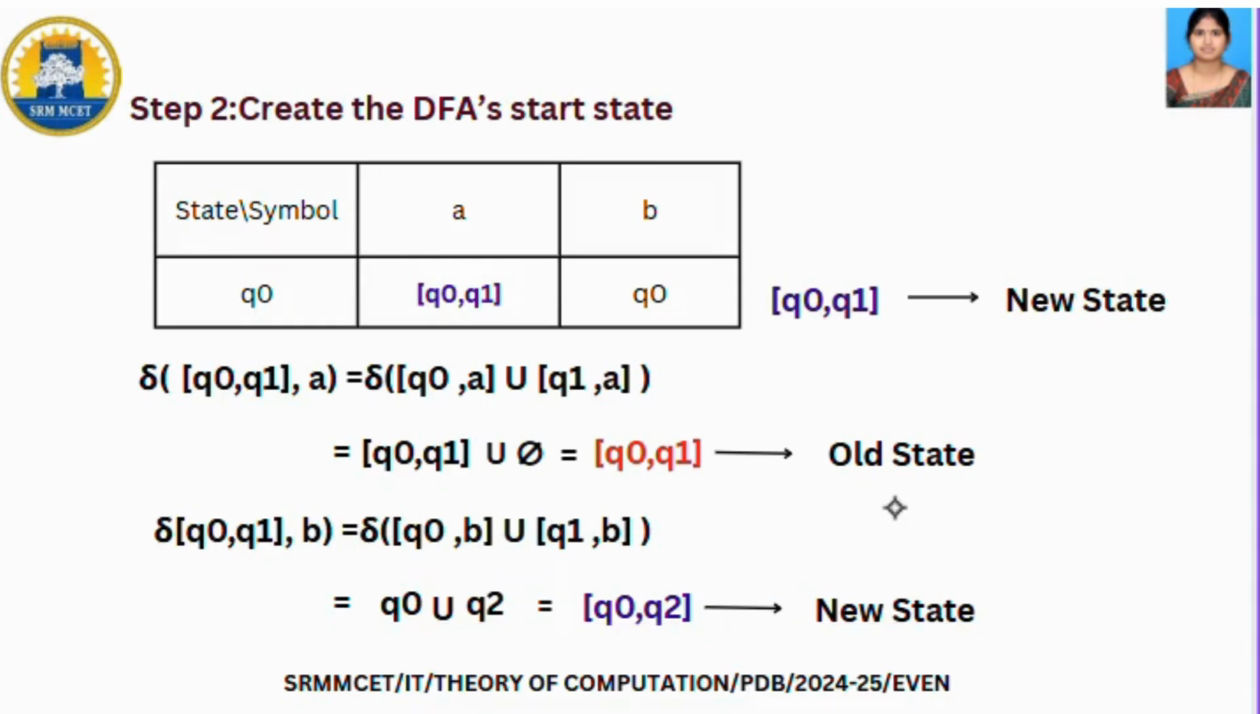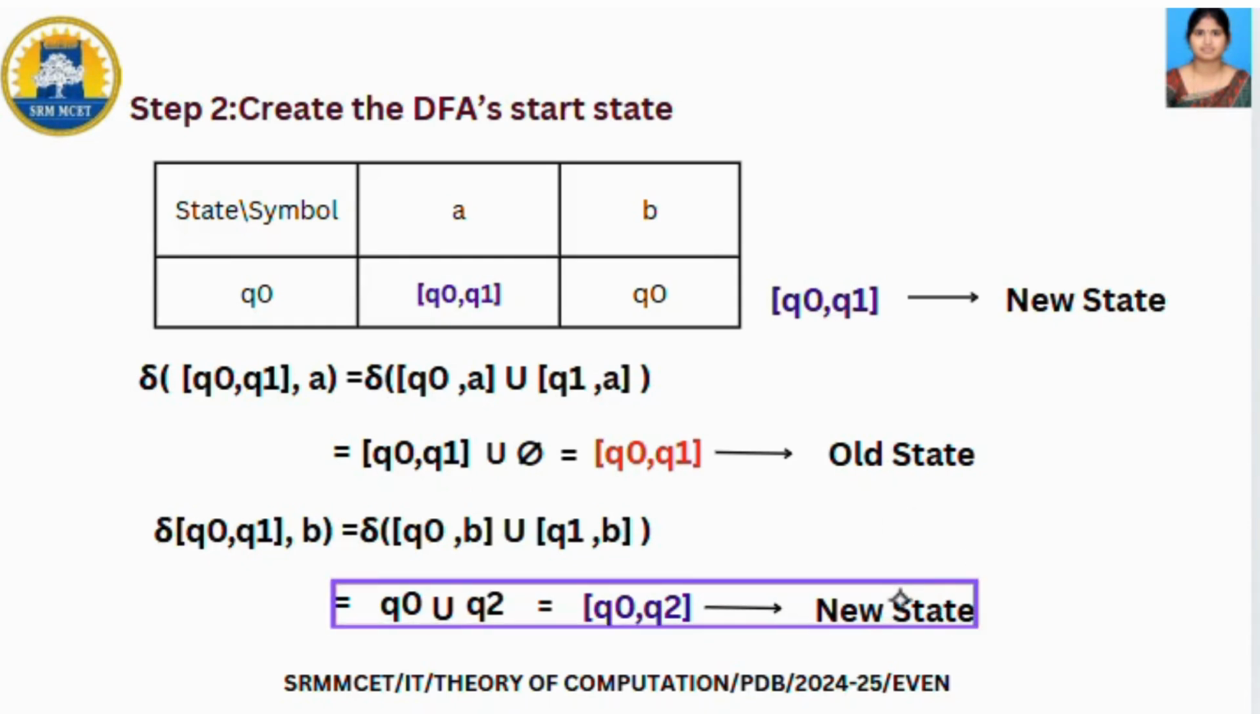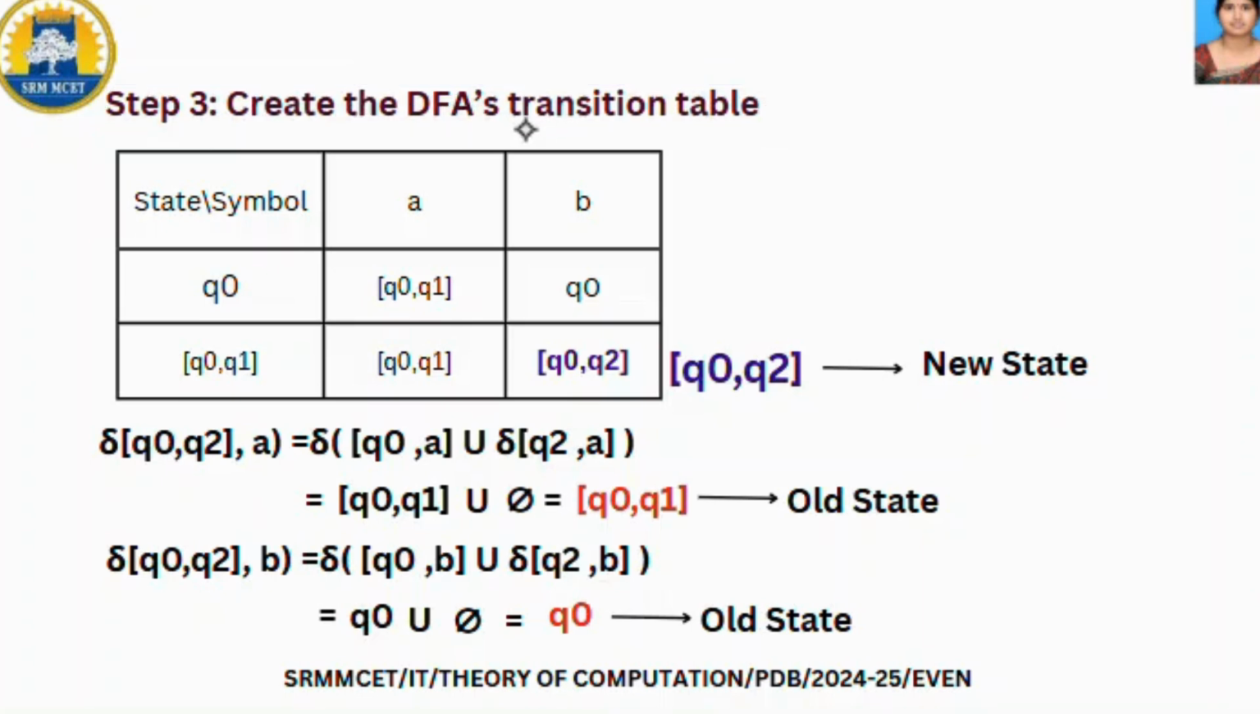So here we have to consider this as a single state, that is q naught q2, which is a new state. Likewise we have to find the new states, and for each new state we have to find the transition using the A and B input alphabet. This should be followed until we reach old states alone. So we have created the DFA's transition table from whichever transitions we got.